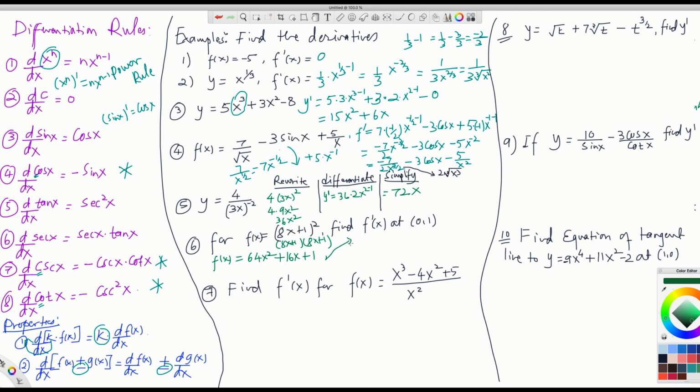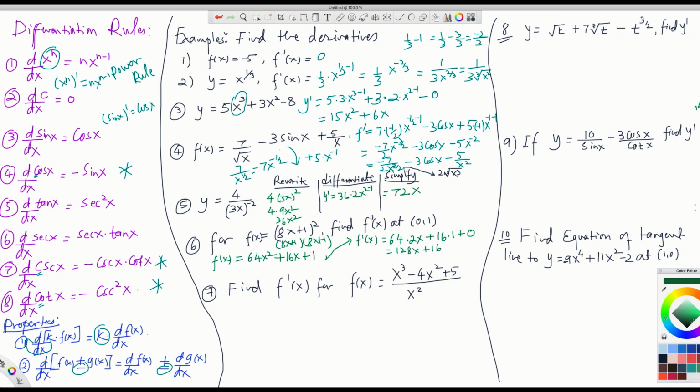So let me write down that f prime of x will become 64, that is constant. Now the derivative of x squared is 2x, right? It is 2x, 2 minus 1, that will give you 2x, plus 16 times the derivative of x, which is 1, right? Plus 1 times 0, so the derivative of 1 is 0. So you can write that is 128x plus 16.